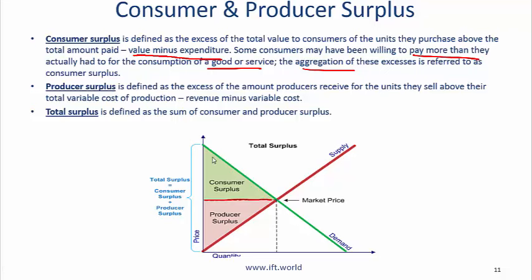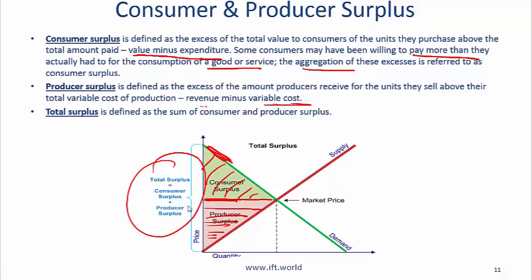Demonstrated right here, this is how much consumers are willing to pay, this is how much they actually paid, so this area is the consumer surplus. Producer surplus is defined as the excess of the amount producers receive for the units they sell above their total variable cost of production. This is revenue minus variable cost, and this area here represents producer surplus.